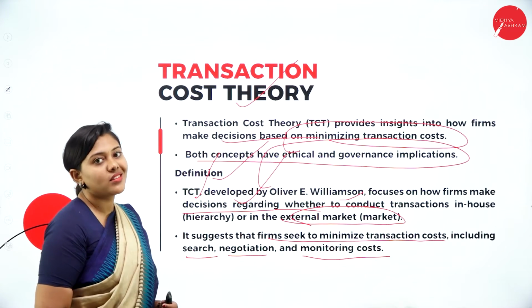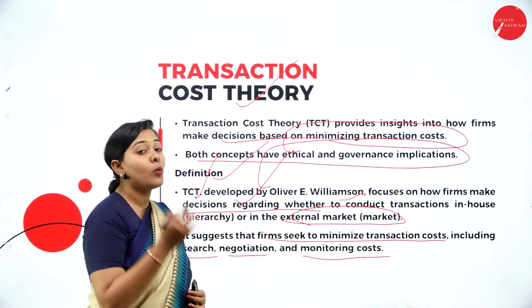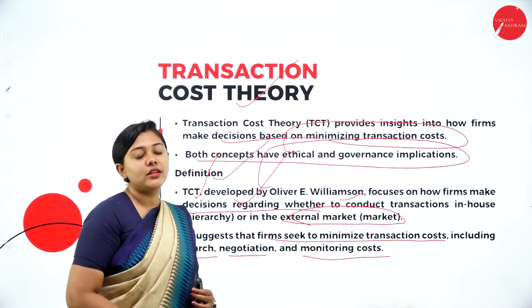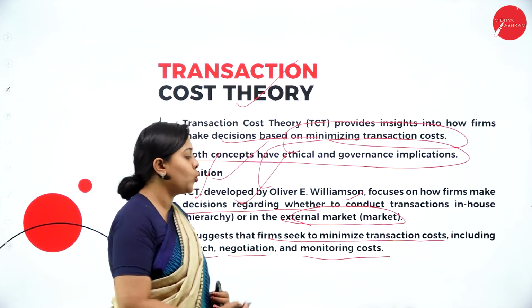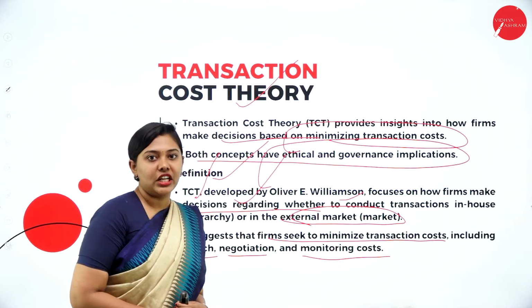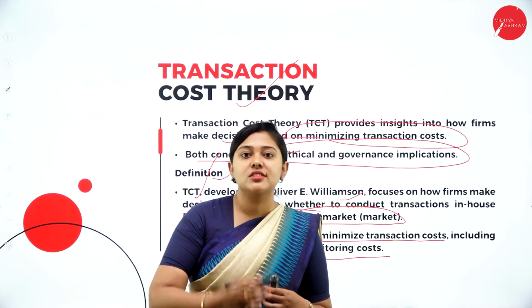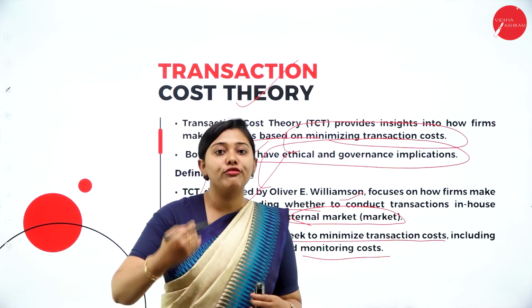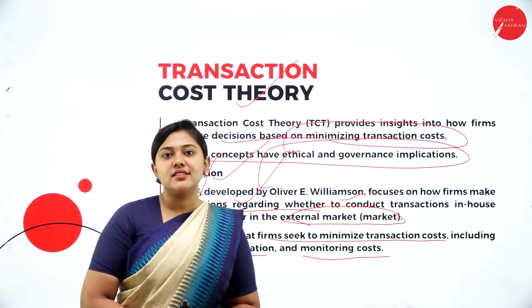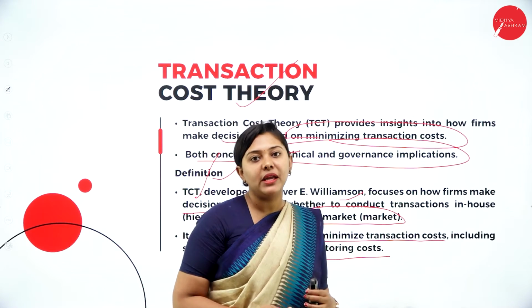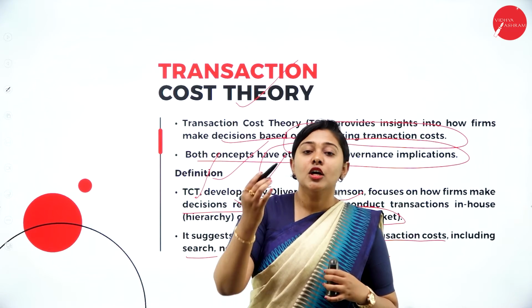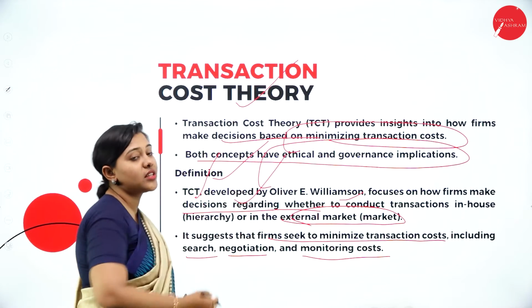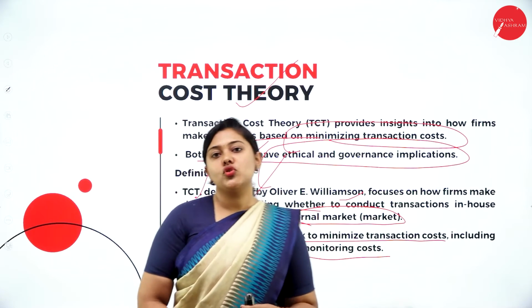So what this theory says is, the firm has to minimize the transaction cost. So they have to minimize the search, they should minimize the negotiation that they do with other firms, and the monitoring cost. If they reduce the cost, the risk will be minimized. When the risk is minimized, obviously the profit will be more for the organization. At the same time, the quality can be maintained by the firm. So the risk and the quality can be properly maintained by the firm. That is what transaction cost theory explains.